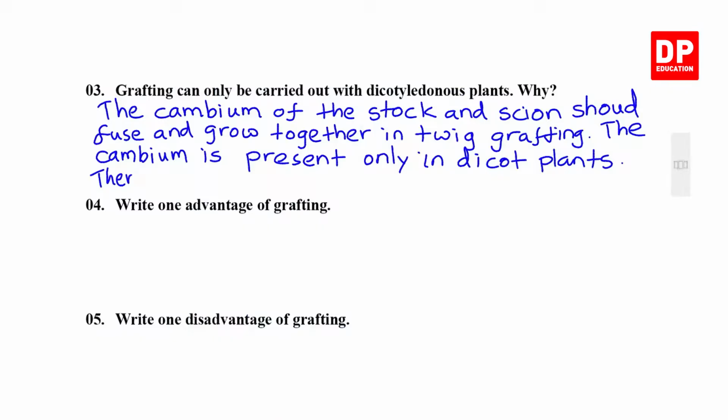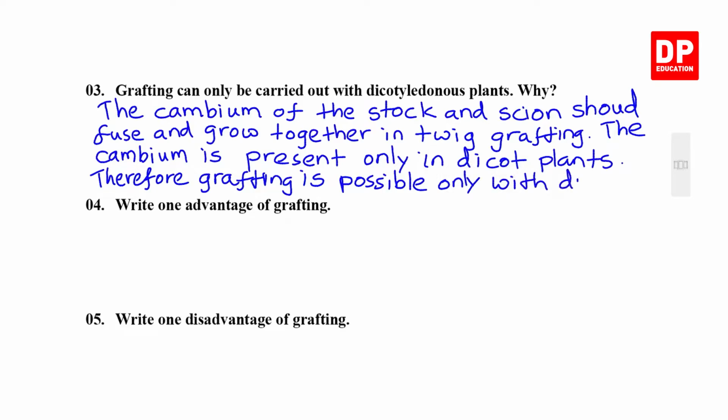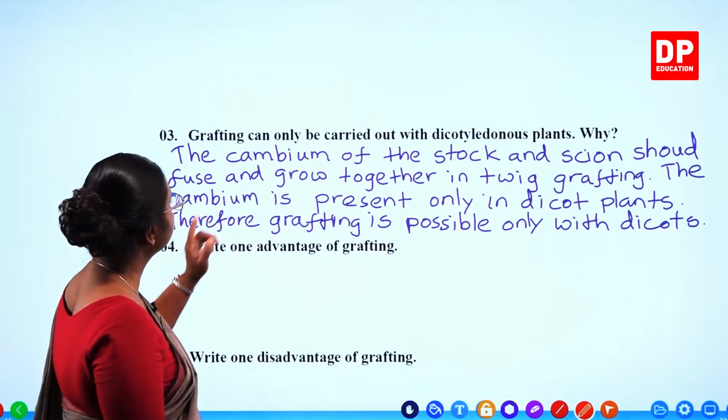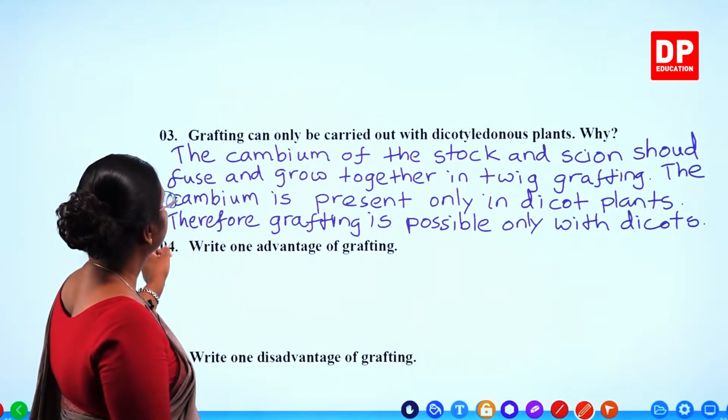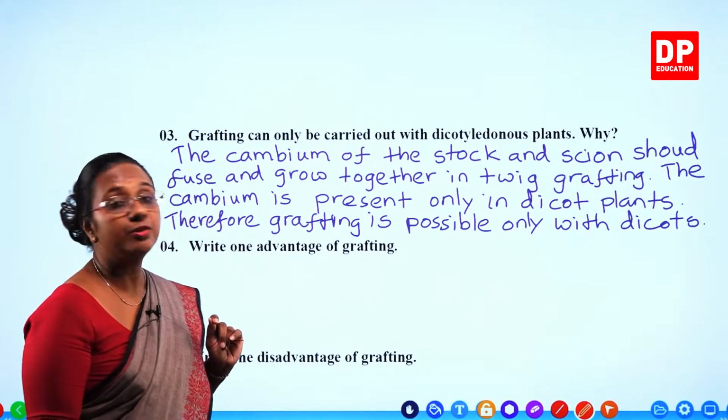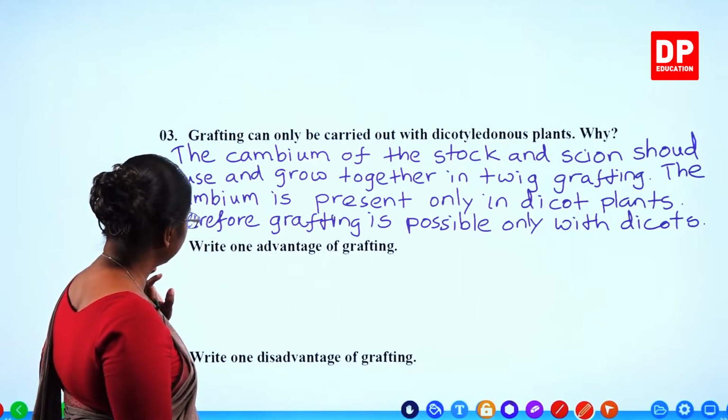Therefore, grafting is possible only with dicots. So that is the reason. The cambium of the stock and scion should fuse and grow together in twig grafting. The cambium is present only in dicots. Therefore, grafting is possible only with dicots. That's the answer to this question.